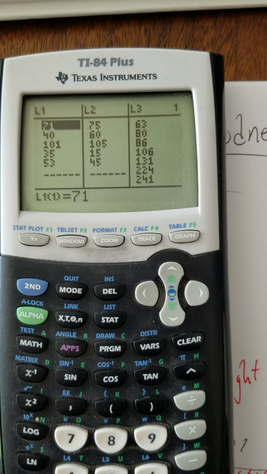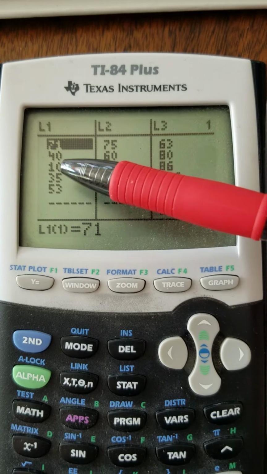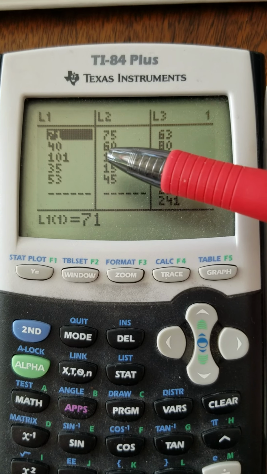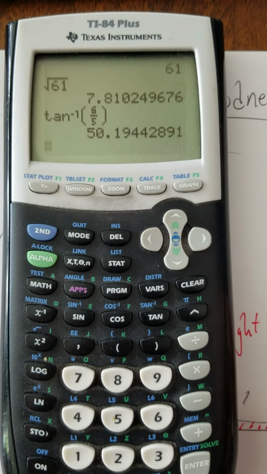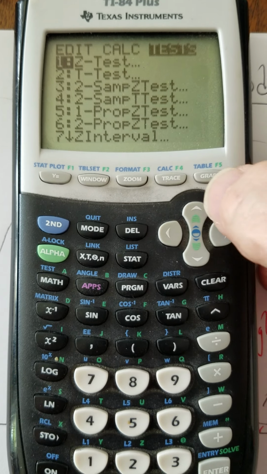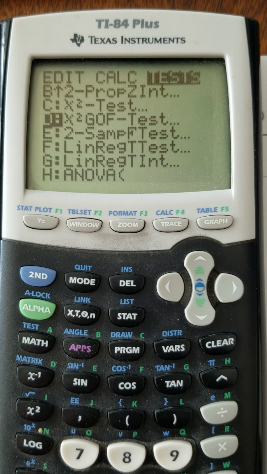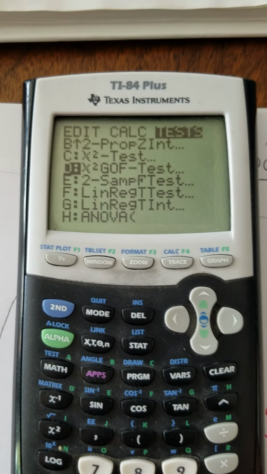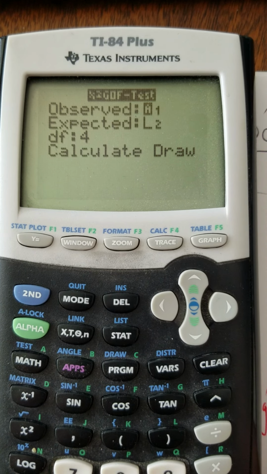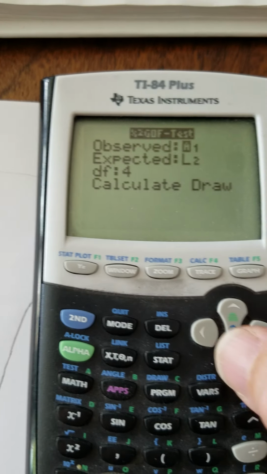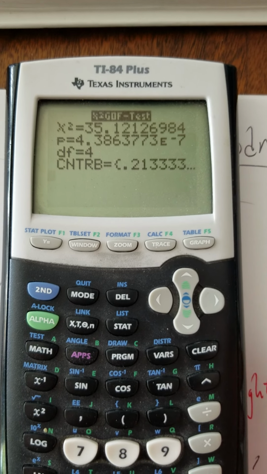Okay, so run the test on your calculator. Like I said, you go to List 1, List 2 on Stat Edit, and this is the observed. This is the expected. And then after that, I always quit. And then we need to go to Stat Test, right? And then you need to find, there it is, D, chi-squared goodness of fit test. So I go to that. There's the observed is List 1, expected List 2, and then I need to put in my degrees of freedom.